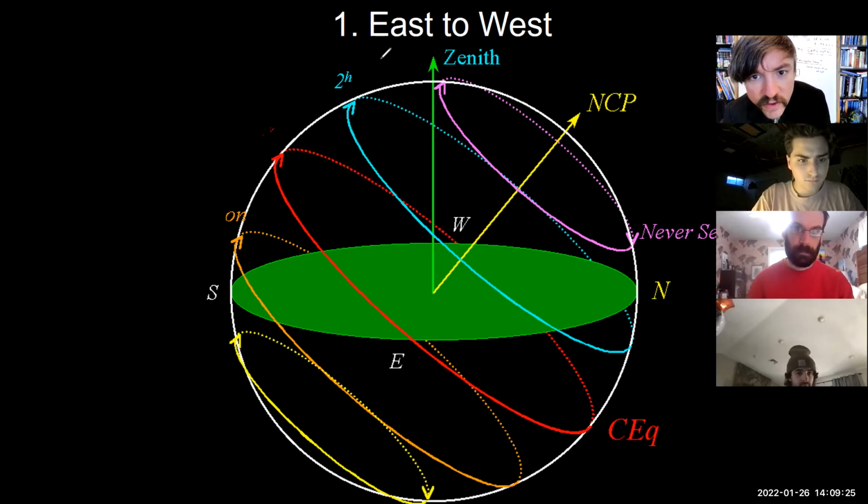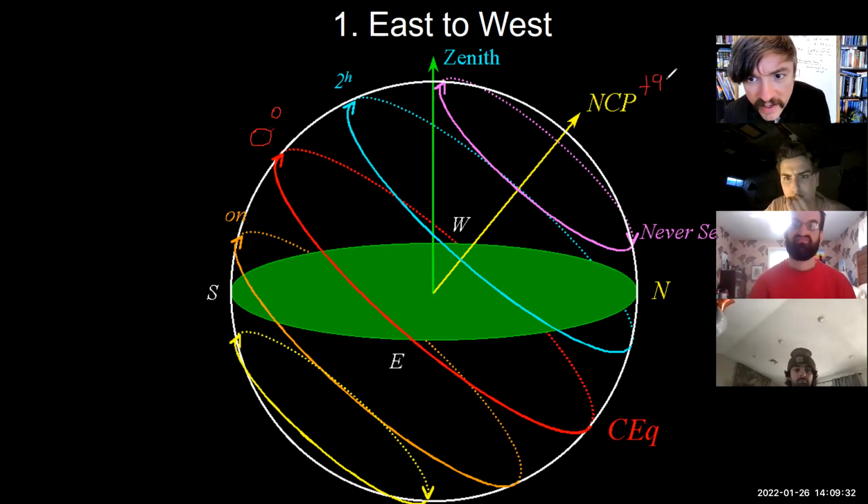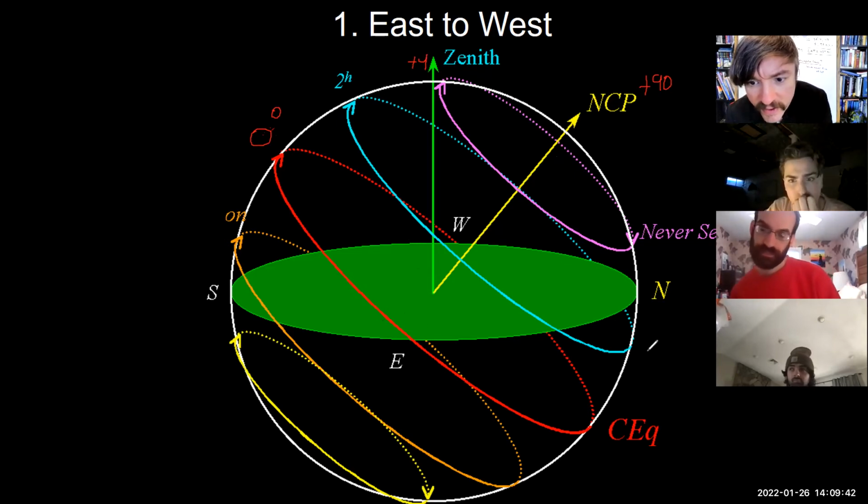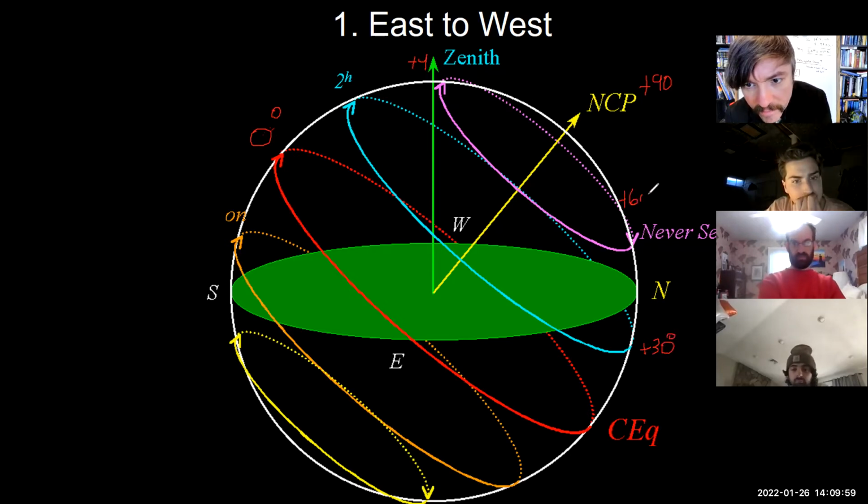The red ring is the celestial equator. A second ago, we learned that that's 0 degrees. The north celestial pole is positive 90, right? The zenith is positive 42. But look, you measure up from the celestial equator, right? The blue ring would be like positive 30. The purple ring would be like positive 60.